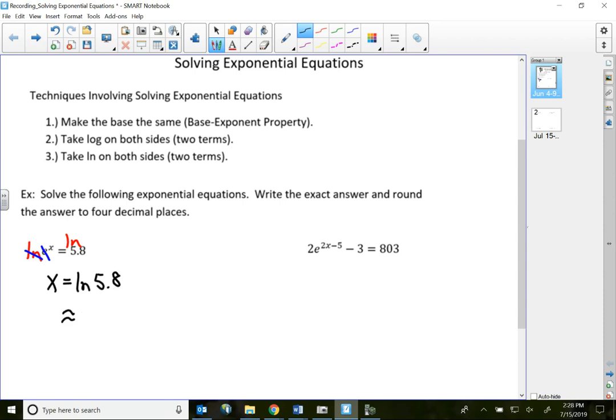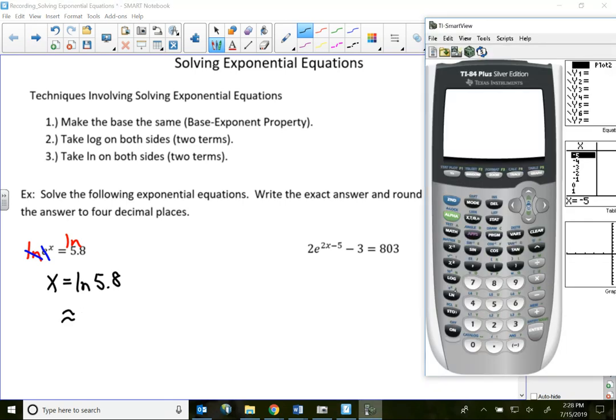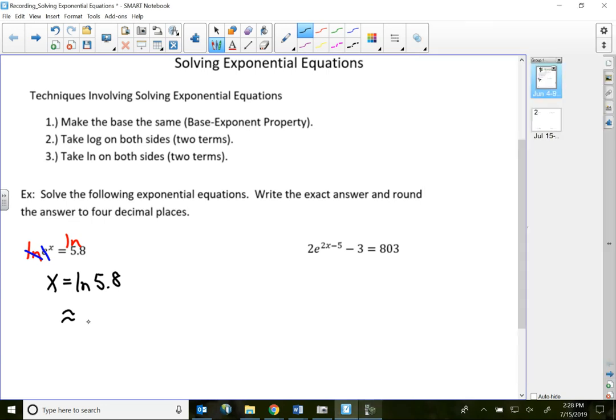And approximately, let's put it in the calculator. Natural log of 5.8 is about 1.7579, rounded to 4 decimal places. All right, this one is not too bad.